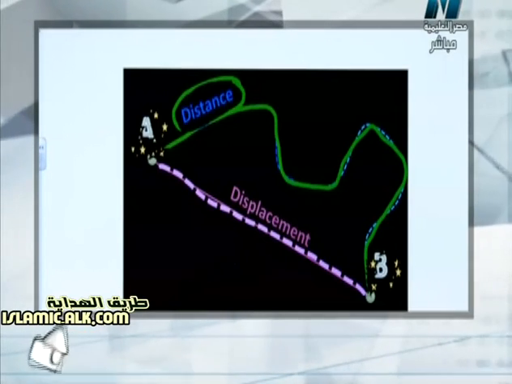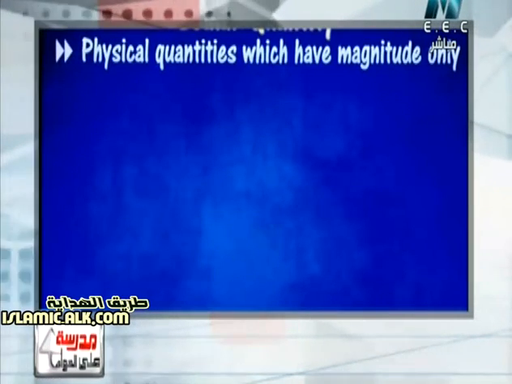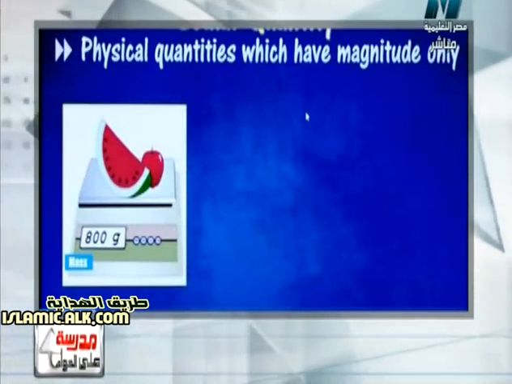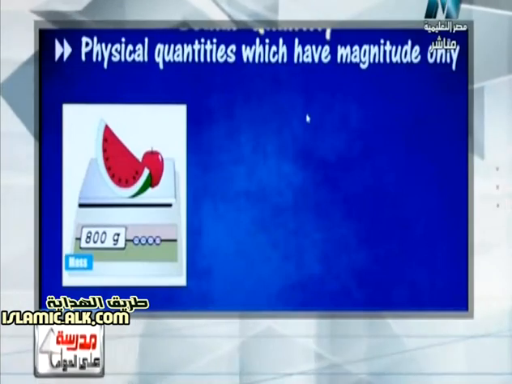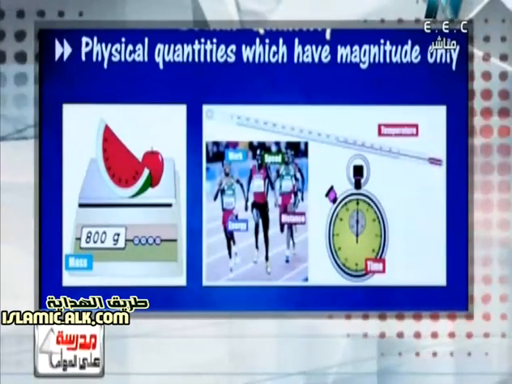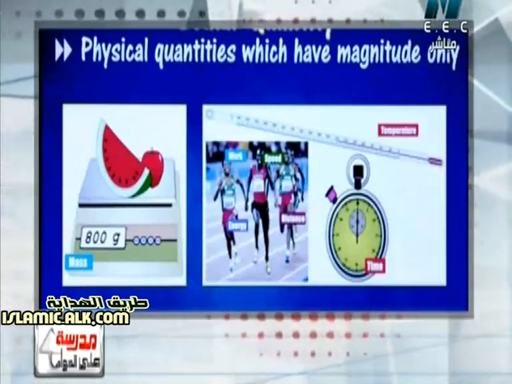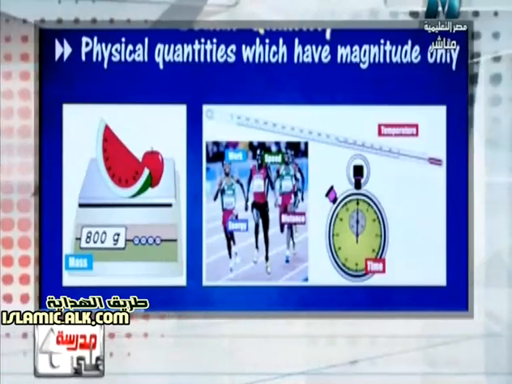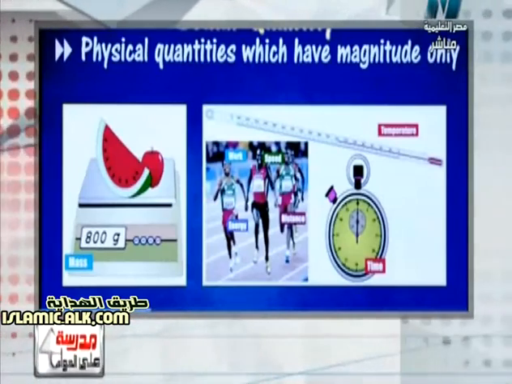We have a simple video here to differentiate between scalar and vector quantities. As you see here, scalar quantities such as mass, speed, time, temperature, distance, energy. All these quantities are called scalar physical quantities because they are identified by knowing only the magnitude.